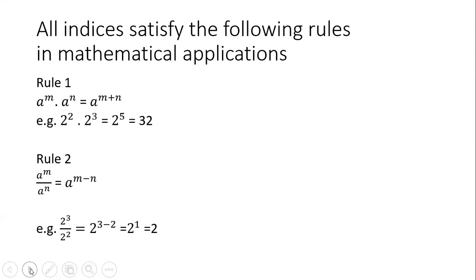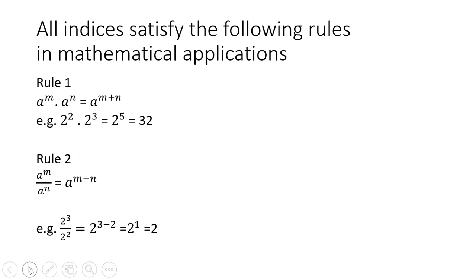In rule number 2, we have this. If division is given, we subtract the indices of the same base. We subtract m and n, we subtract, not add.